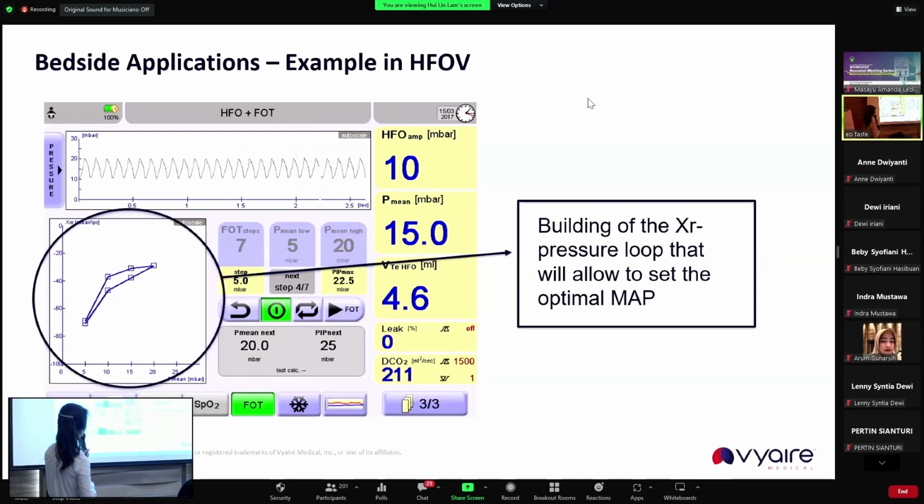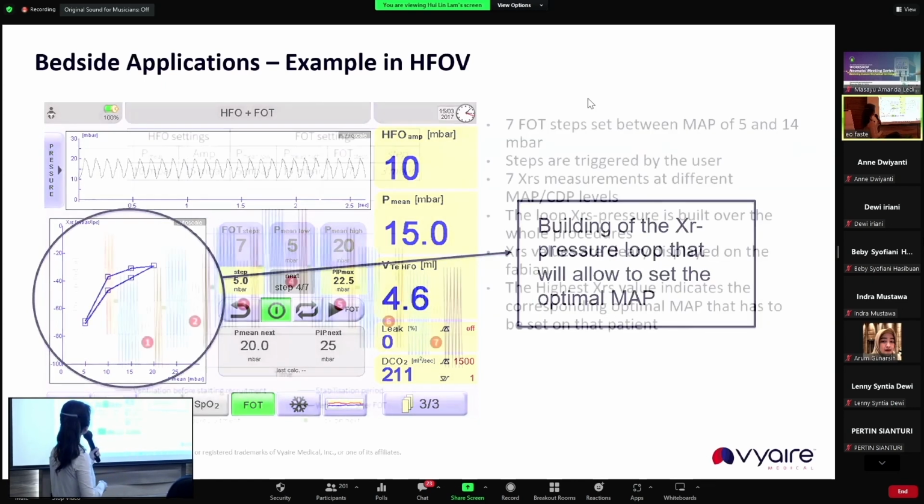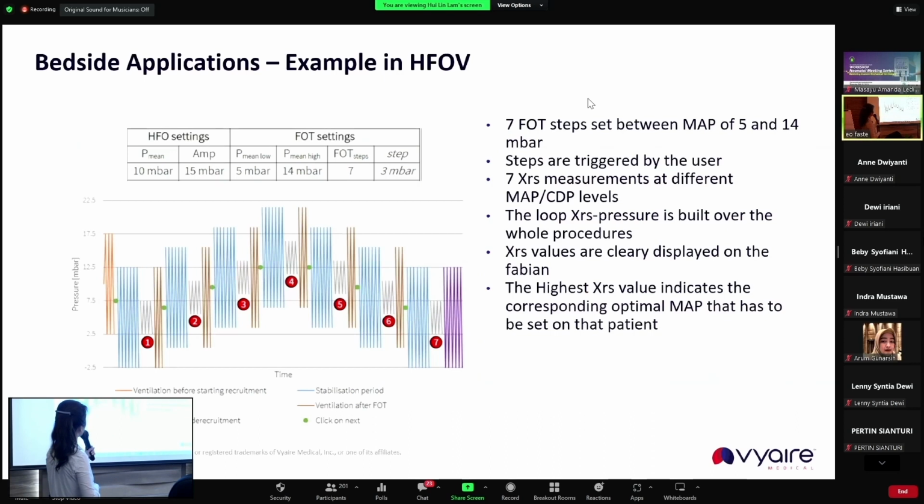Okay, so you can see that the number of steps here is 7. So it will go 1, 2, 3, 4, 5, 6, 7. Each step here is 5. Depending on how you do your recruitment maneuver, maybe you do not want to increase it so fast by increments of 5. You can make the increments smaller also. Here is a smaller increment, where we are increasing from a mean airway pressure of 5 to 14 in 7 steps.